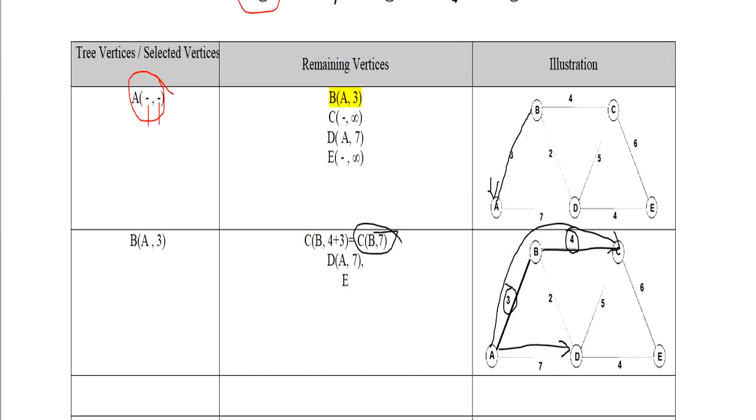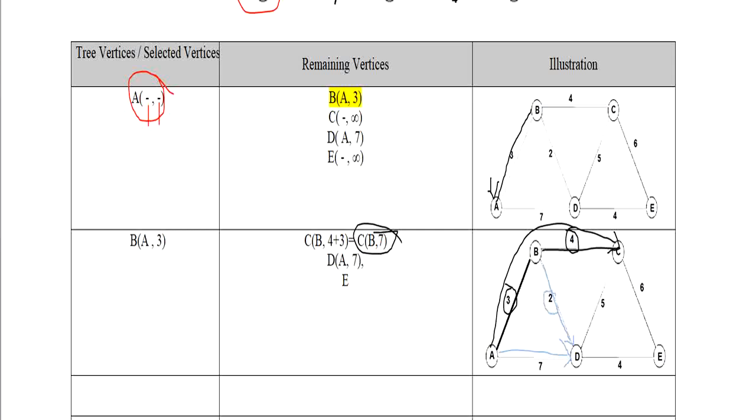I'll change the color, I'll choose blue color to represent. So I can reach D from A and its cost is 7. But I also have a route from B. I can reach vertex D from B also, and its cost is 2.